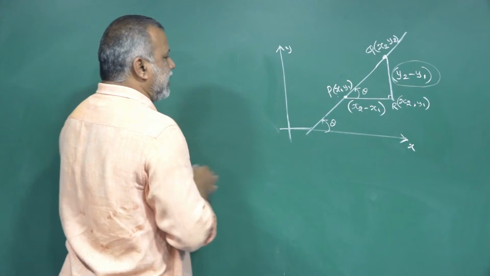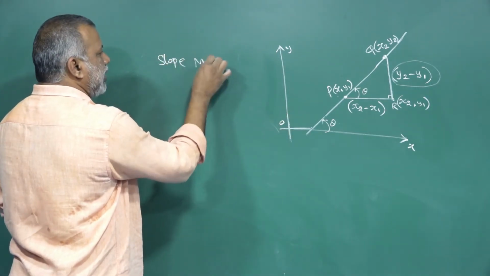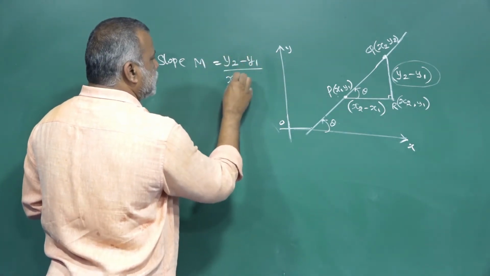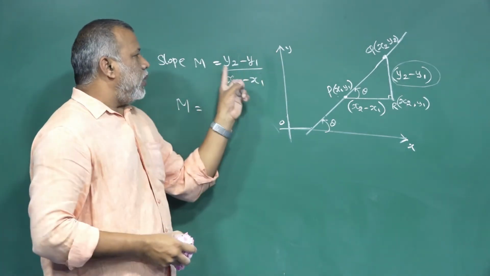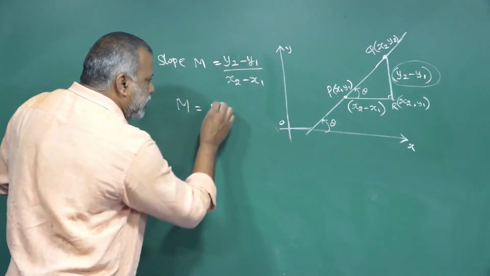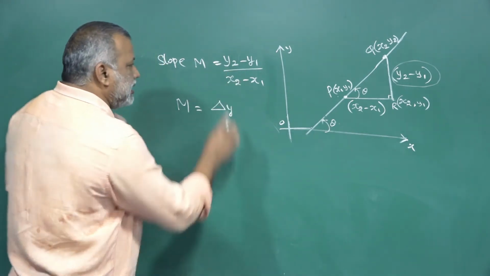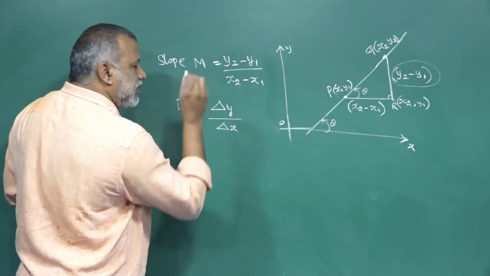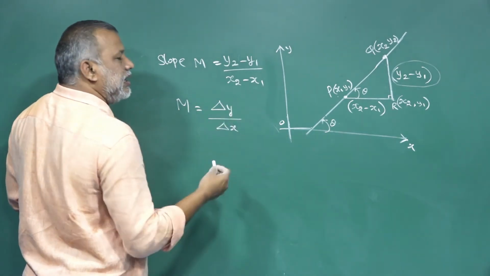So just from this diagram, we know the slope m equals y2 minus y1 divided by x2 minus x1. It can be denoted by, listen carefully, y2 minus y1. That is called change in y. It is denoted by delta y. Change in x coordinate is denoted by delta x. Change in y divided by change in x. So slope m equals delta y divided by delta x.